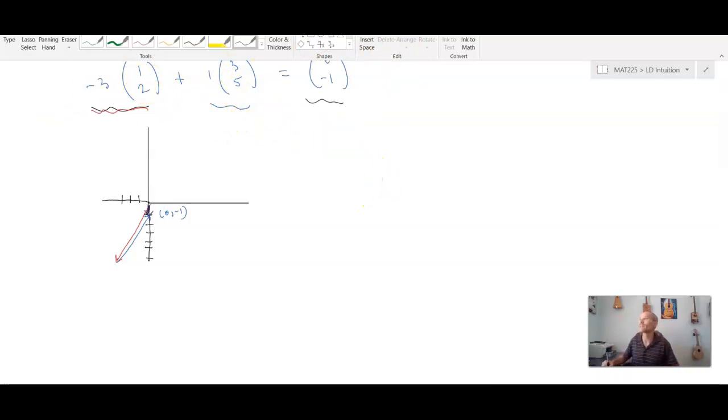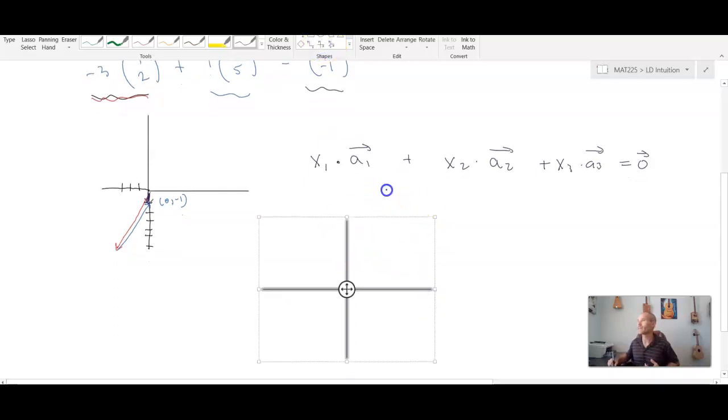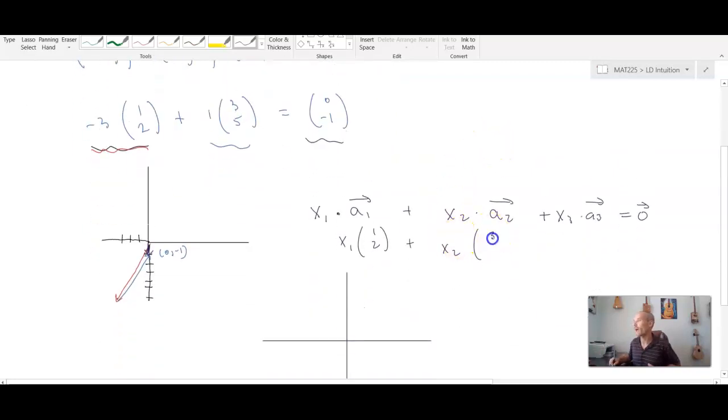Now, the other interpretation is that if I can find coefficients, we'll just go ahead and call those x1 times the first vector, which I'll just denote a1, plus x2 times a2, plus x3 times a3. If I could produce the 0 vector by finding some coefficients on these 3 vectors, then that means also that these vectors are linearly dependent. Now, what would that mean? Well, that simply means that if I find the right coefficients here, and that's going to require solving for x1 times 1, 2, plus x2 times our second vector, which was 3, 5, adding to that some multiple of 0, negative 1, can I land myself back at the origin?